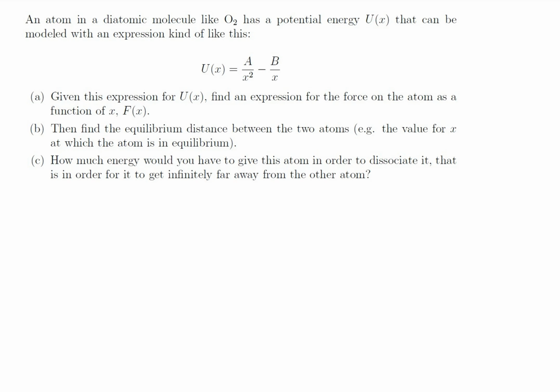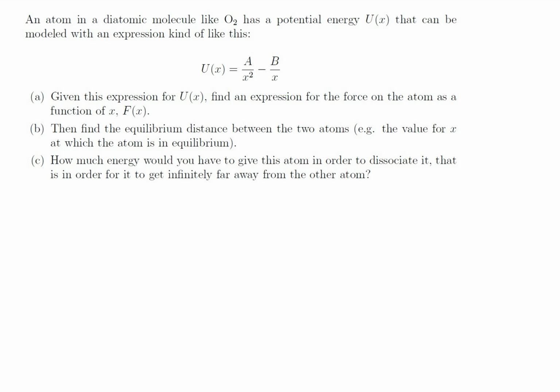Okay, this is an example problem about potential energy and force. In this problem, we're going to model the potential energy of a particular atom that's in a diatomic molecule, like, for example, oxygen. We're going to model it as an expression that is some constant a over x squared minus some constant b over x, where x is the distance between the two atoms.